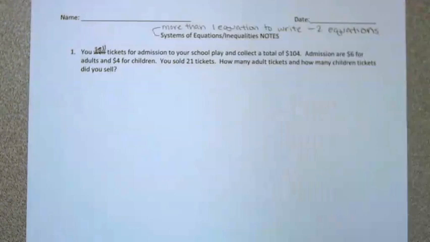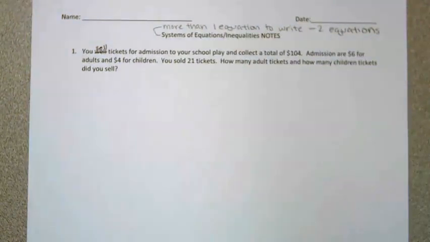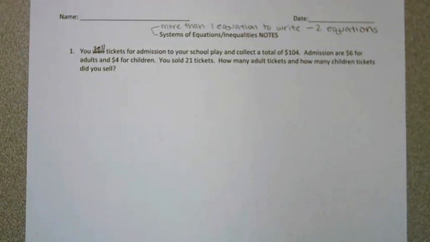Example one: you sell tickets for admission to your school play and collect a total of $104. Admissions are $6 for adults and $4 for children. You sold a total of 21 tickets. How many adult tickets and how many children's tickets did you sell? So we need to make sure we're writing two equations. We're going to have to group some of the information into two groups, and then we're also going to have to define our variables.